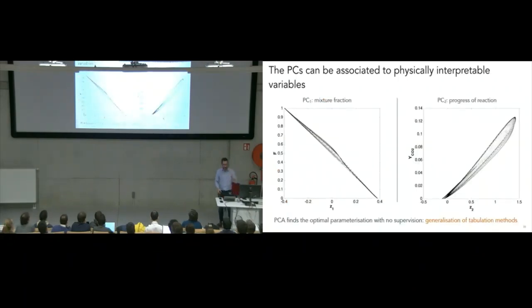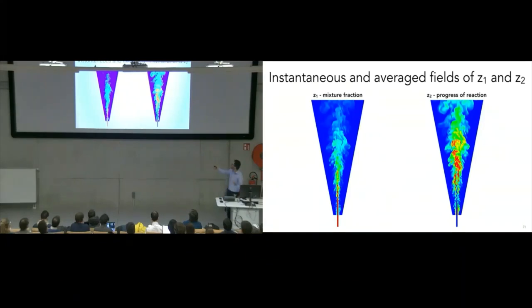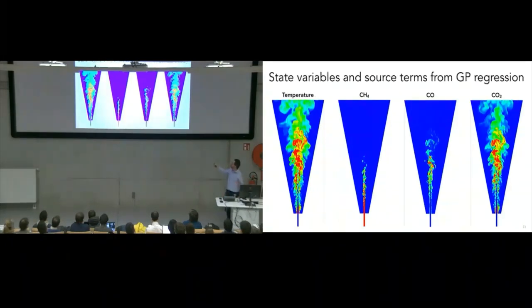Something I wanted to point out again is that when we look at the principal components, we find this idea that they pick up the features of the flame. You see that, for instance, mixture fraction F is very correlated to the first principal component, while the second principal component is somehow related to the progress of the reaction, which is indicated by the CO2 in the flow. So this is what we solved for, and this is what we get, just part of it. Of course, we get all the state space, all the 50 chemical species in the mechanism.